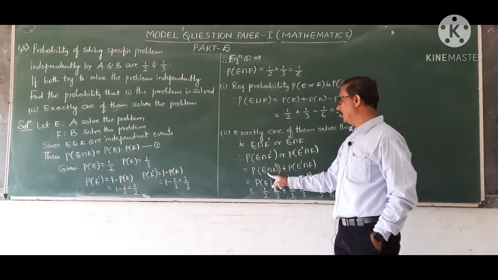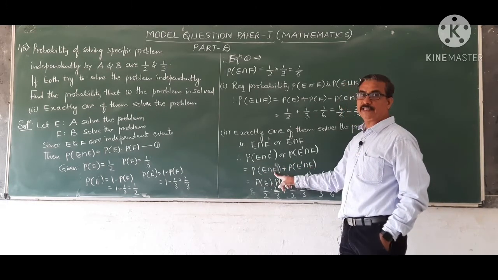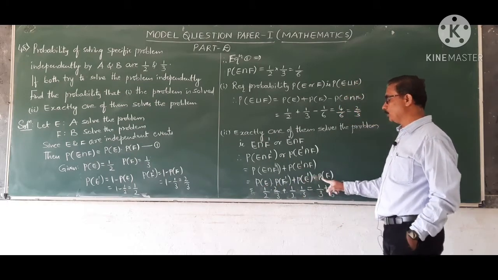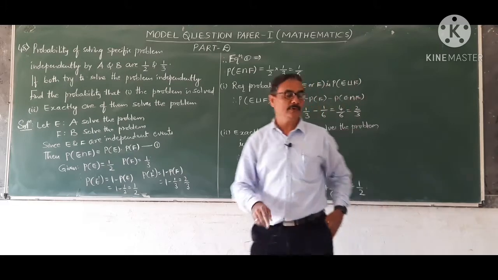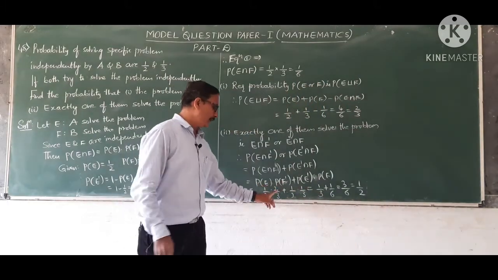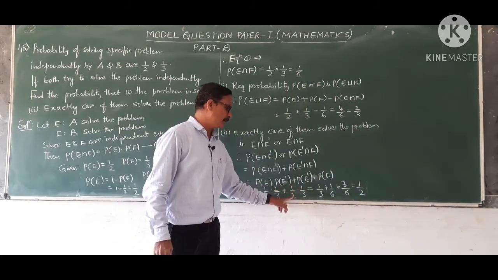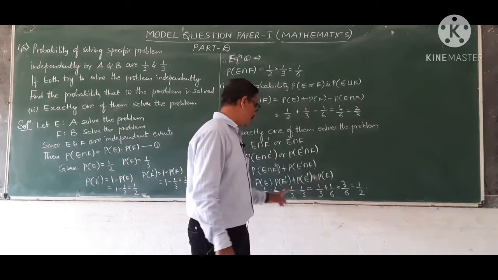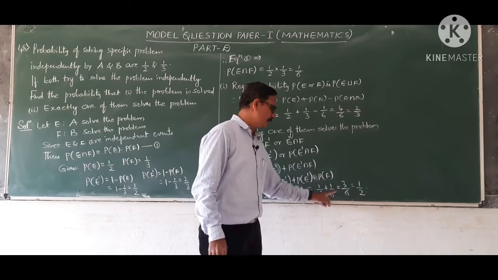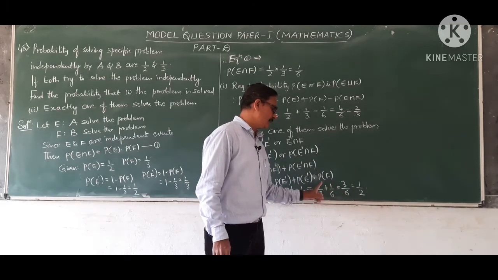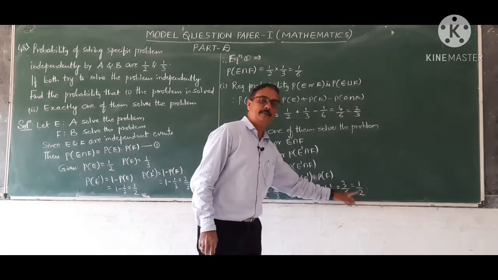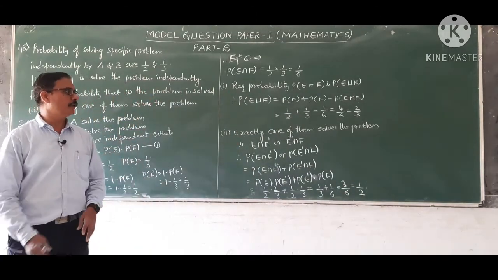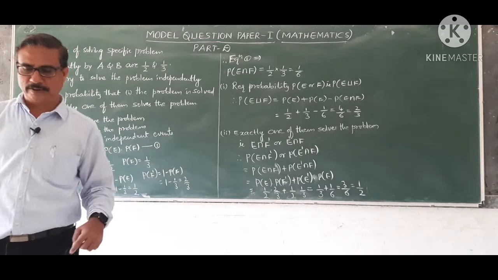Using independent events, P of E intersection F dash is P of E into P of F dash, plus P of E dash into P of F. Substituting the values, that is 1 by 2, P of F dash 2 by 3, plus P of E dash 1 by 2, P of F is 1 by 3, that is 1 by 3, 2 cancel, 1 by 3 plus 1 by 6, LCM is 6, 3 twos are 6, 1 is 2 plus 1, 3 by 6, that is 1 by 2. So 1 by 2 is the probability that exactly one of them solves the problem. Okay.